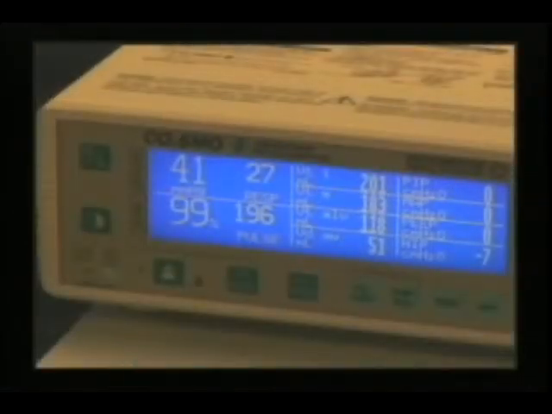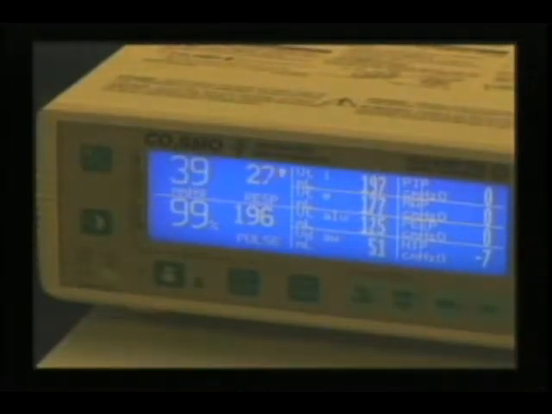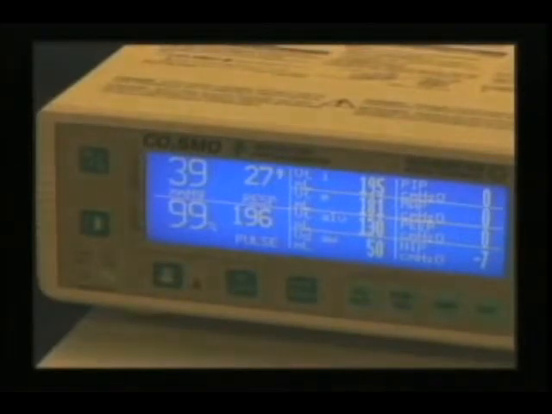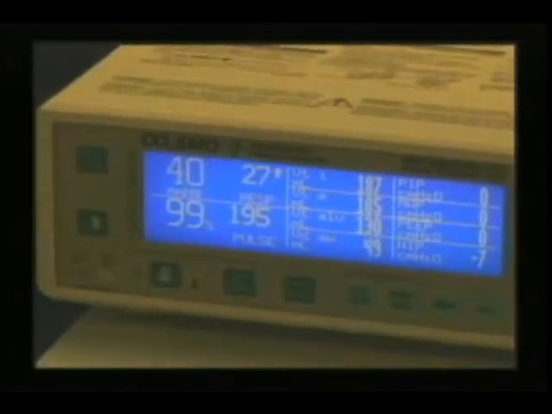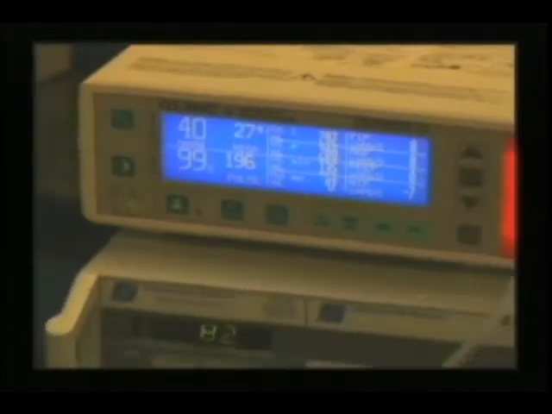The end-tidal CO2 is 41 millimeters of mercury, oxygen saturation 99%, respiratory rate is 28, heart rate 196, tidal volume is about 195 mLs, and the mean carotid blood flow is 80.